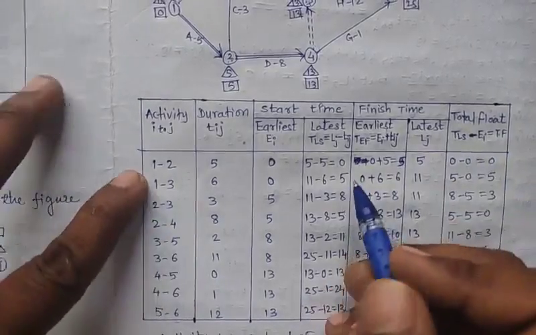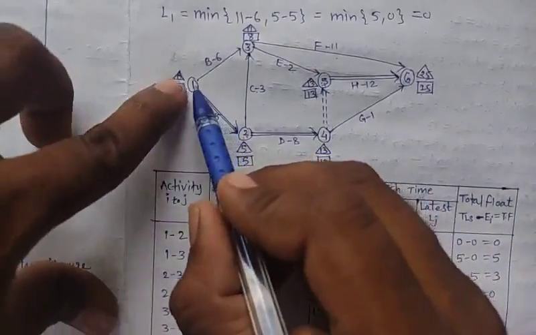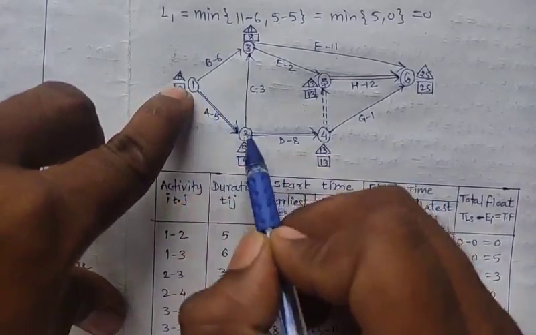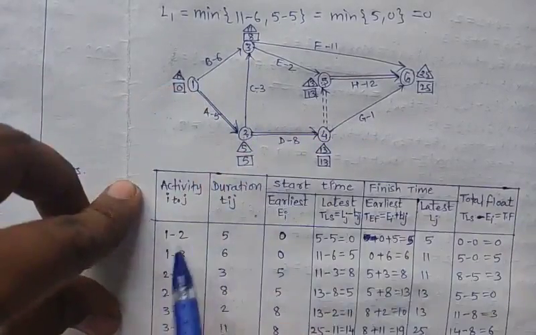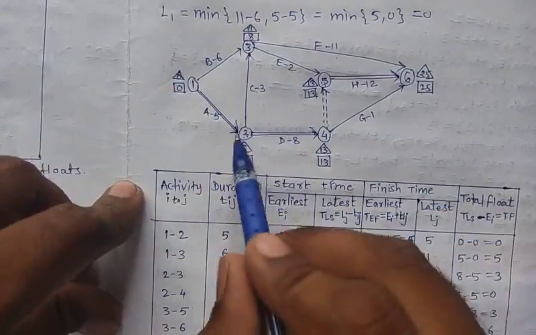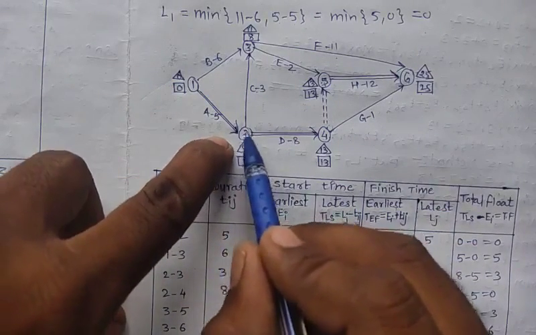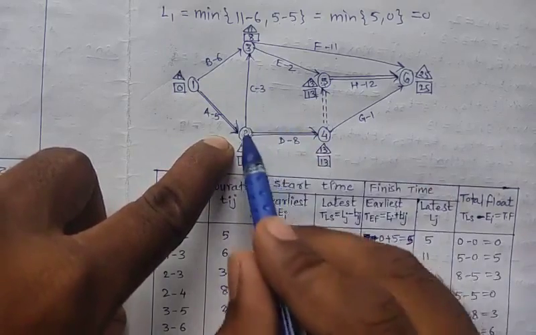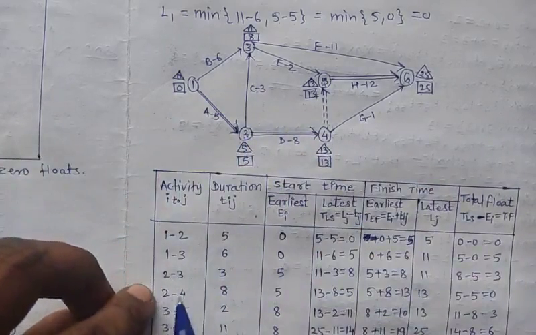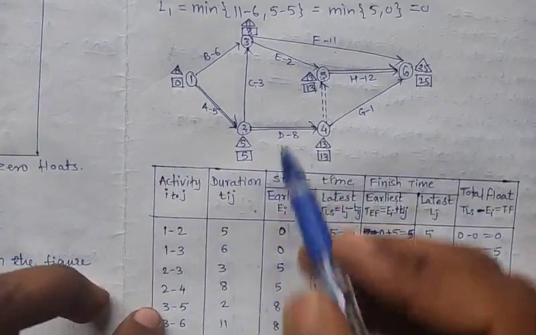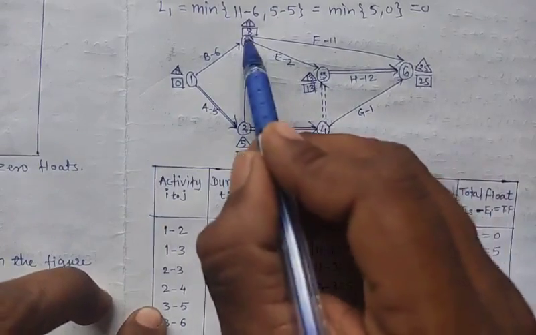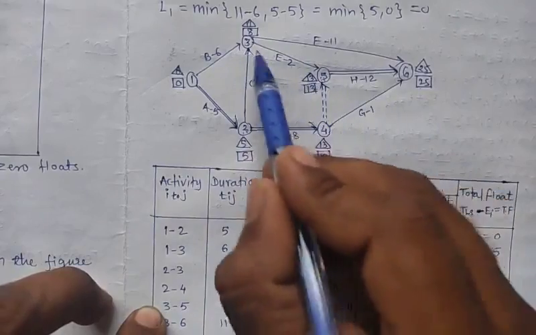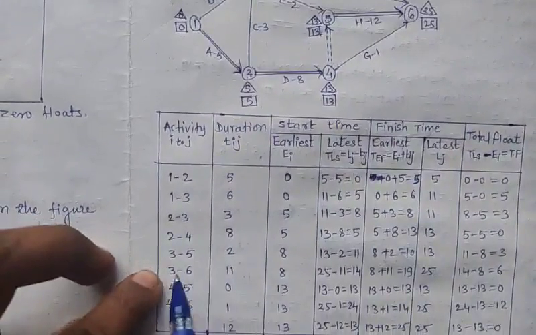Now first write down activity. So we shall start from 1. 1 goes to 2, 1 goes to 3. So 1 2, 1 3. Next start from 2. From 2 how many outgoing arrows? So 2 goes to 3, 2 goes to 4. Next we shall start from 3. From 3 there is 2 outgoing arrows. So 3 goes to 5 and 3 goes to 6. So 3 5, 3 6.